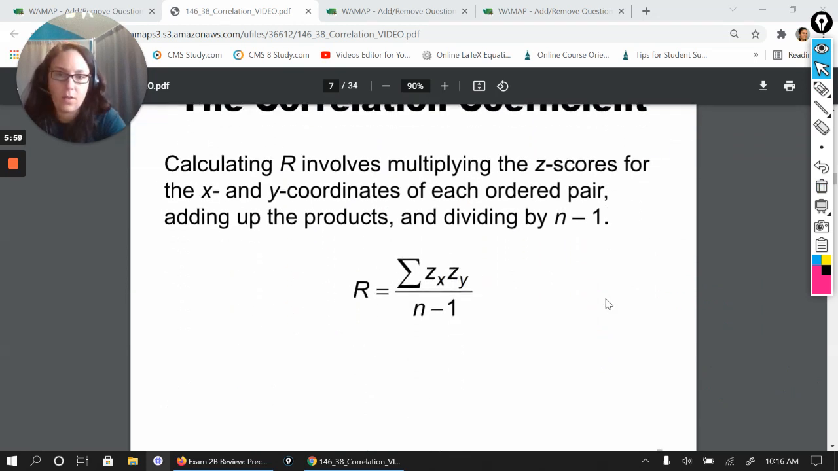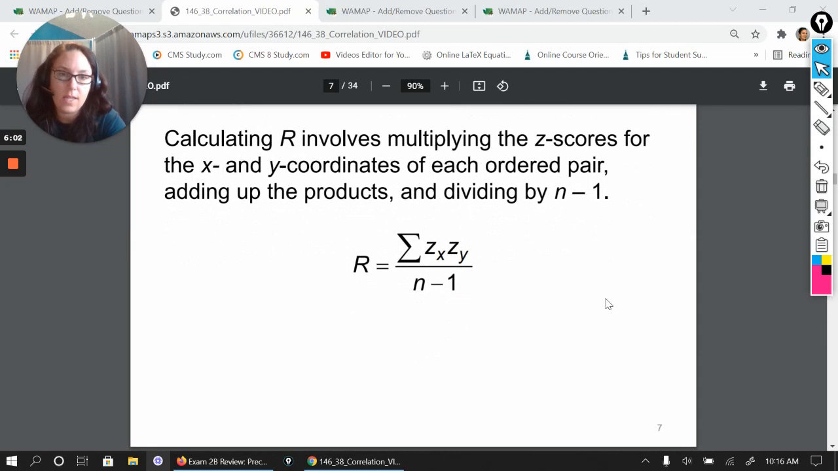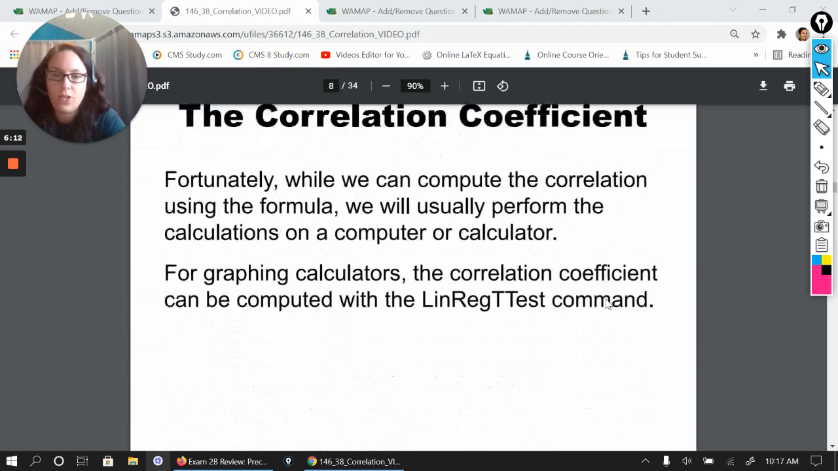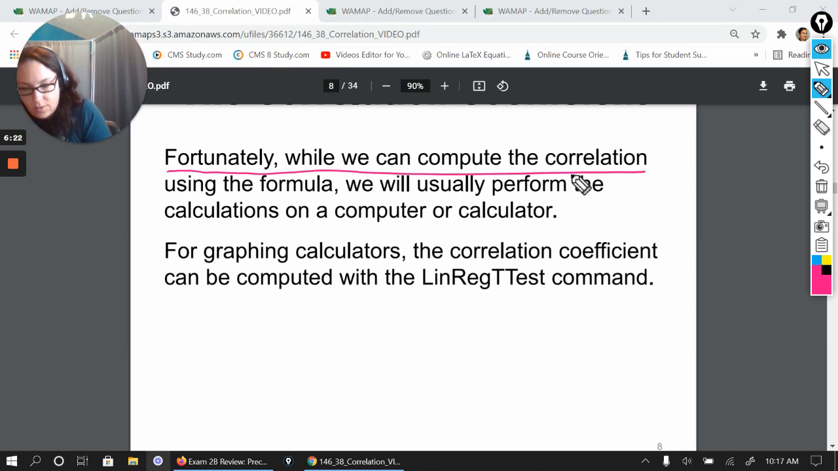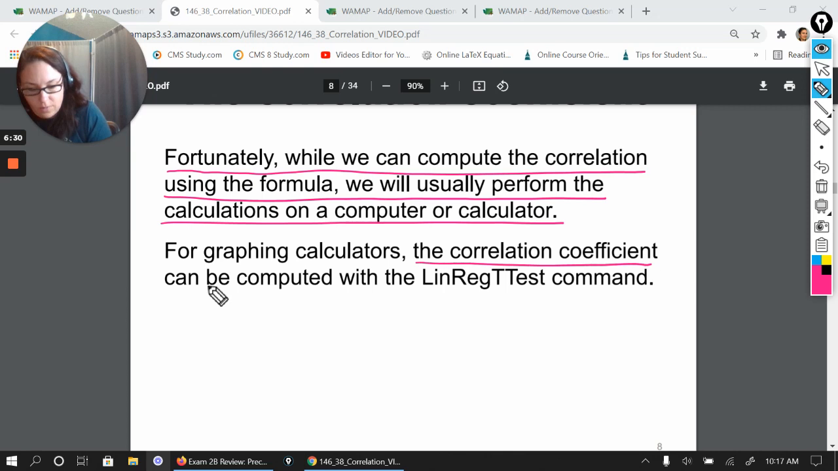Calculating this correlation coefficient R involves multiplying the z-scores for the x and y coordinates of each ordered pair, adding up the products, and dividing by n-1. Fortunately, while we can compute the correlation using the formula, we will usually perform the calculations on a computer or a calculator. For graphing calculators, the correlation coefficient can be computed with the linear regression t-test command.